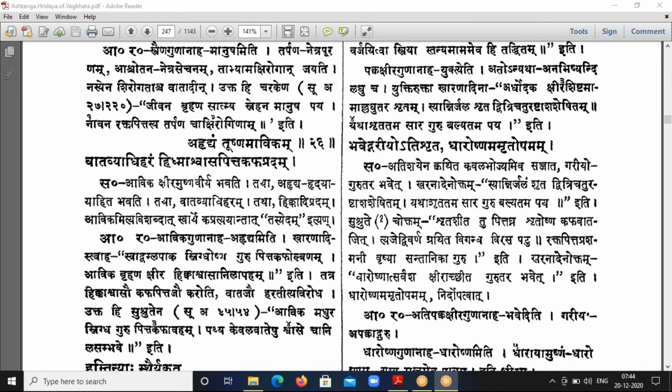Hastinyaha Sthairyakrut. That means the kshiram, milk of Hastini, elephant, is Sthairyakrut. It gives Sthairyam to Shariram.